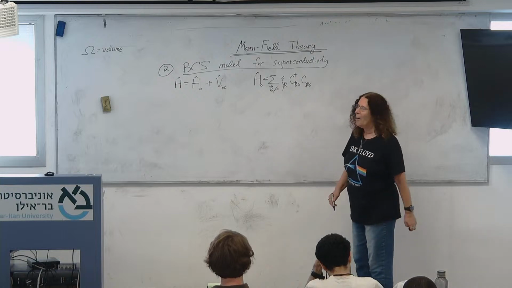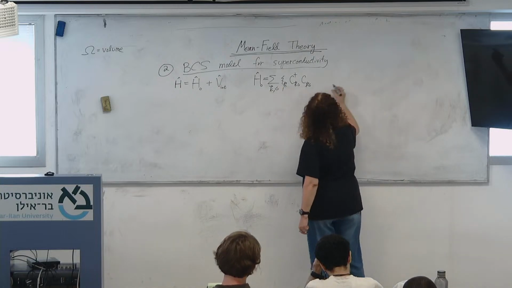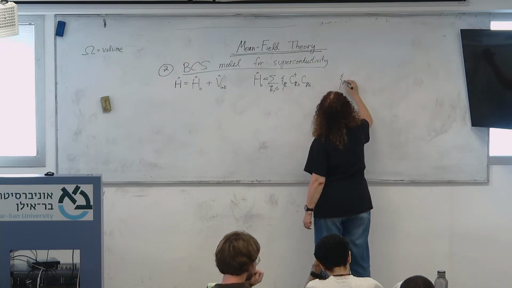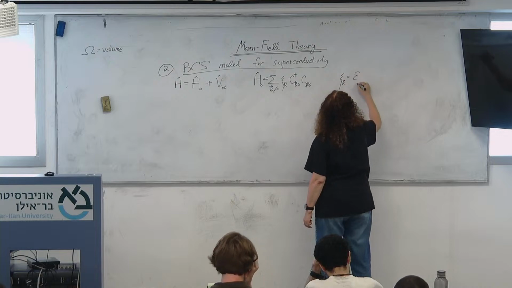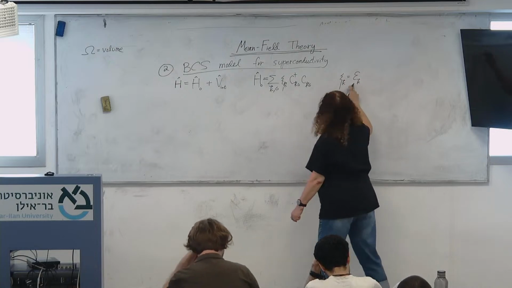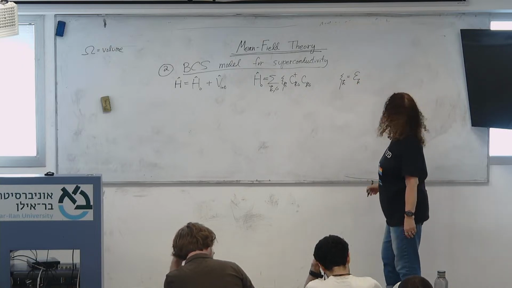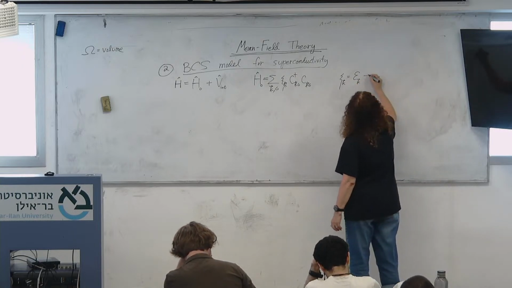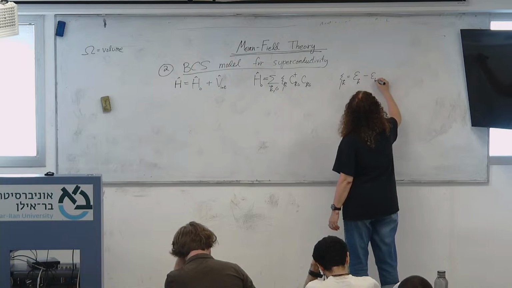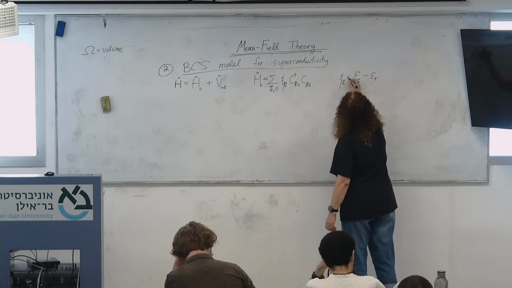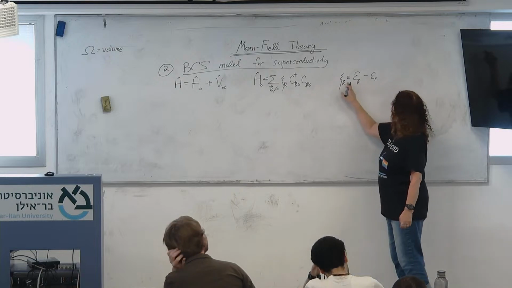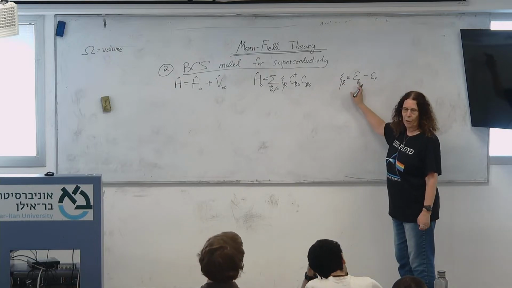Okay, now what is the psi? So psi is epsilon k. This is just the usual kinetic energy, if you like h bar square, k square over 2m, minus EF. So it is just a definition. It measures relative to the Fermi energy.